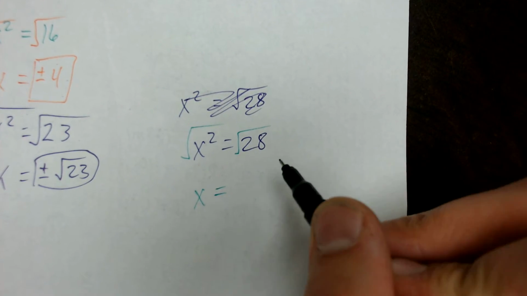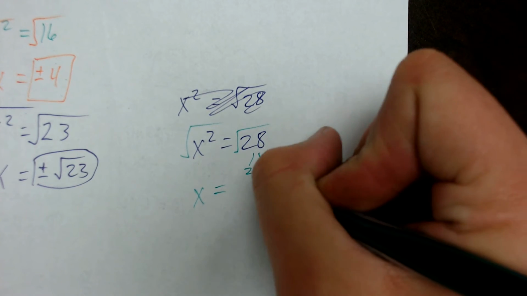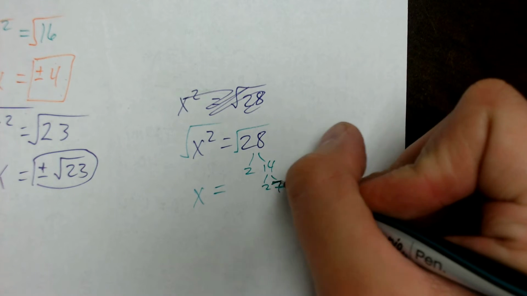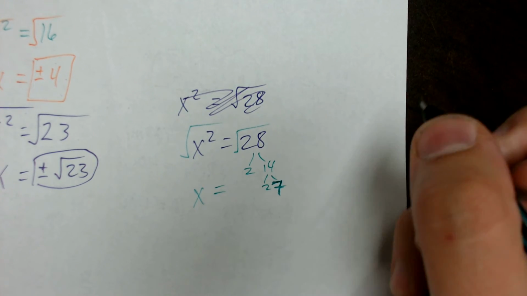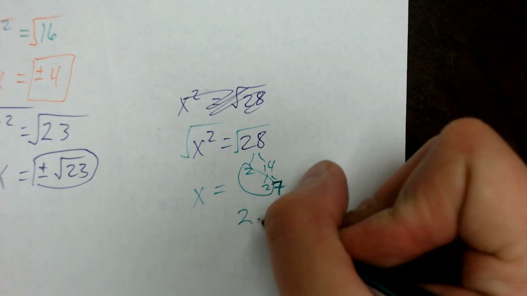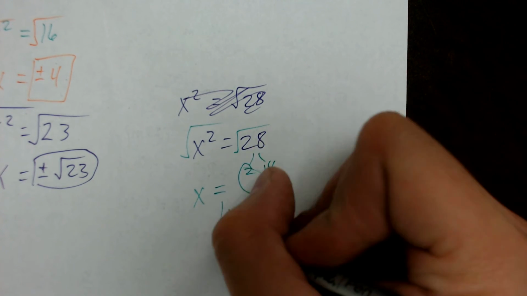However, the square root of 28 can be factored. So we'll go ahead and factor this. That'll be 2 and 14. 14 is 2 and 7. That's an ugly, ugly 7. There we go. Okay, and then we'll take the 2 pairs out. So this would actually be 2 root 7, and it would be plus or minus 2 root 7. So that would be our answer.